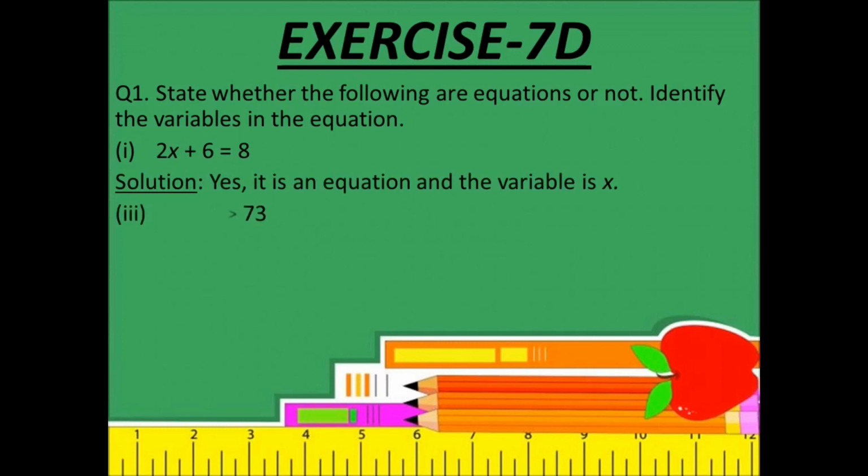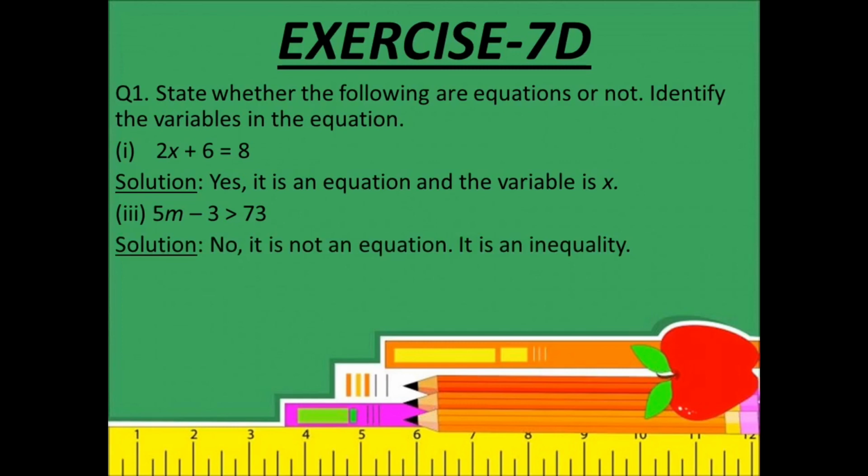Now next is third part and it says that 5m minus 3 greater than 73. Now students, here we are not having an equal to sign between the expressions, so it is not an equation, it is an inequality.